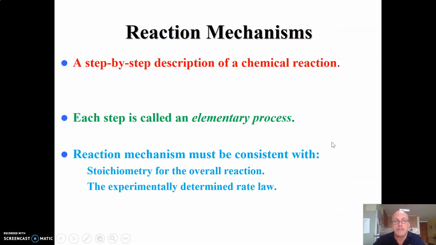Okay, so this is the information that you need here. A reaction mechanism is a step-by-step description of a chemical reaction, and each step is an elementary step or an elementary process. And the reaction mechanism that you're proposing must do two things. First of all, it must add up to the stoichiometry, the balanced equation. And secondly, it must obey the rate law that was determined experimentally.